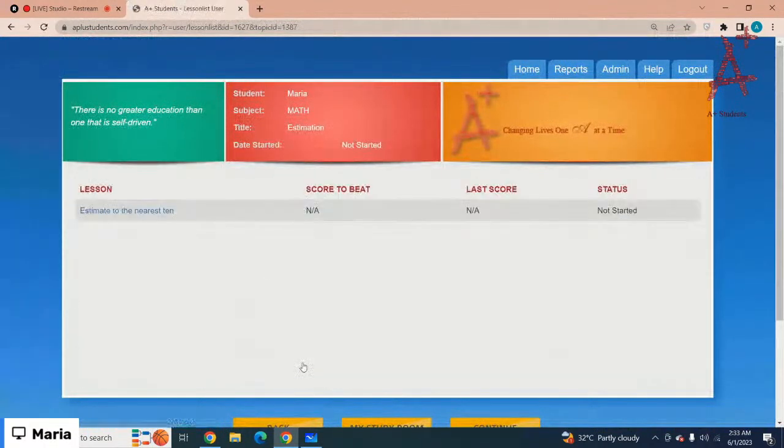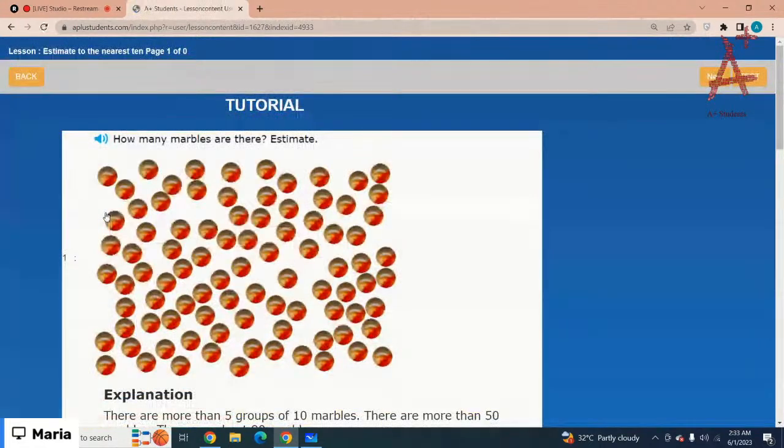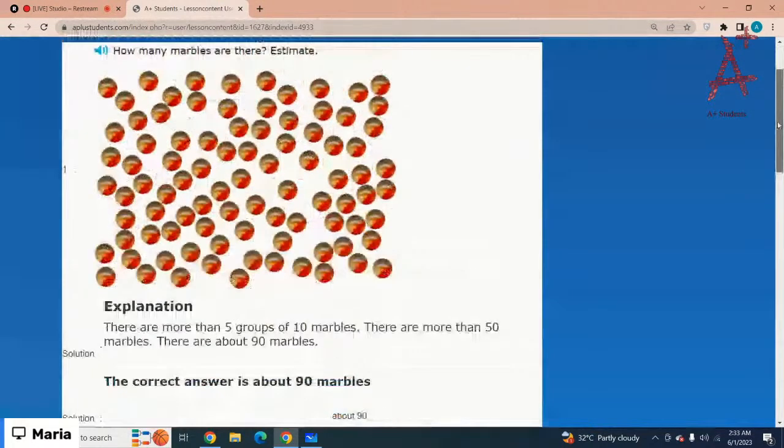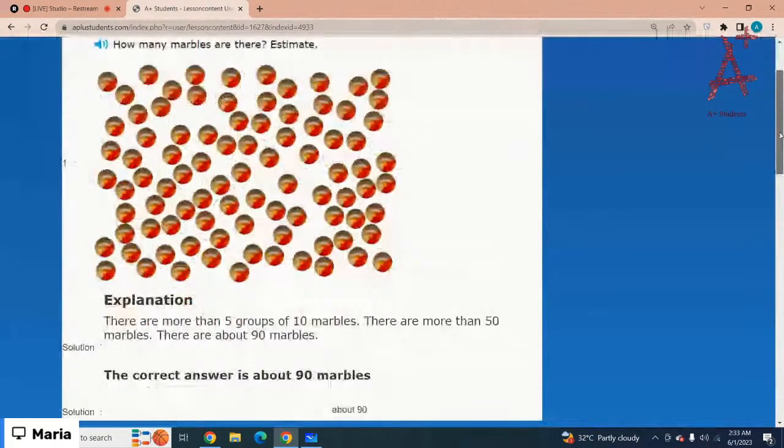Okay, here I'm on the chapter estimation, estimate to the nearest tens. So you have to estimate the numbers. How many marbles are there? Estimate. You have to estimate the answer. Got it? There are more than 5 groups of 10 marbles.